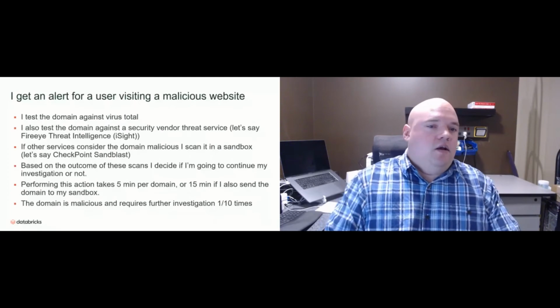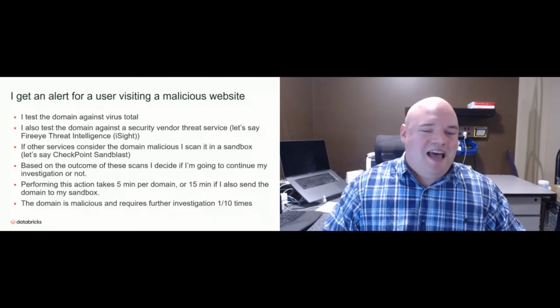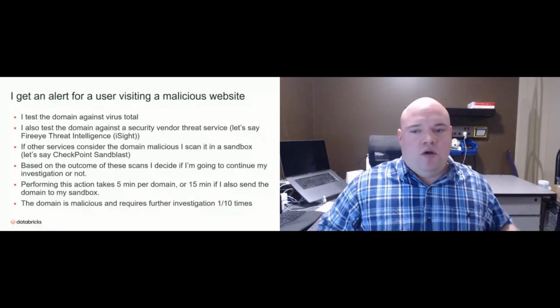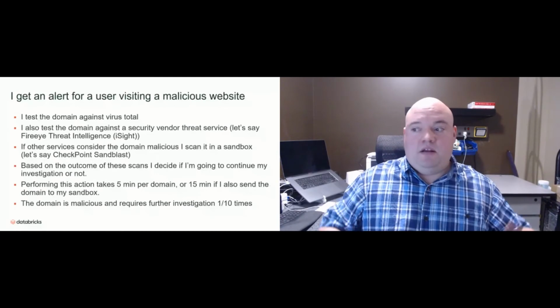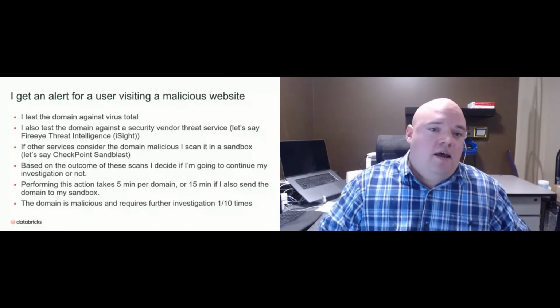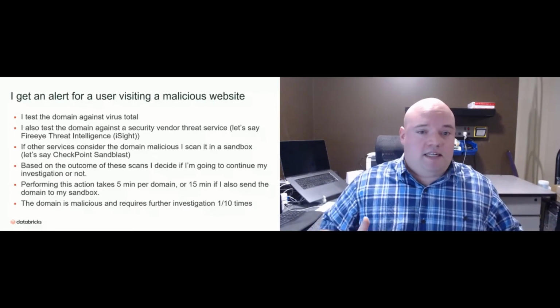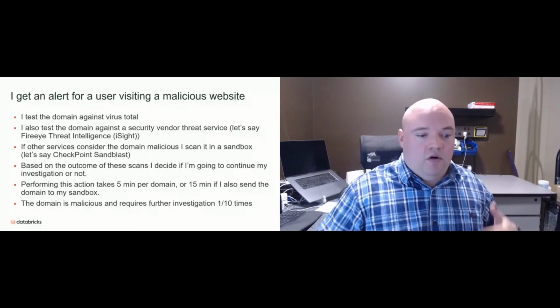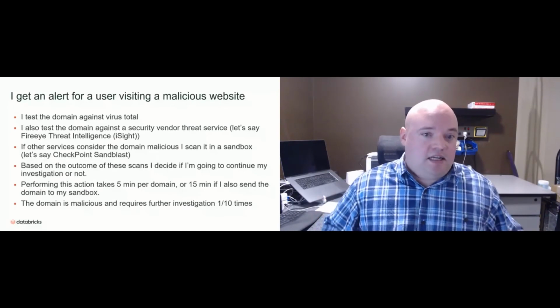And next, when I do get an alert for a malicious website, I need to go through a whole bunch of different steps. It might look different in your world, and I just picked a bunch of random technology, but I need to test this domain. What am I going to test it against? Well, I might check VirusTotal, right? Or if I pay for threat intelligence services like iSight, I might use iSight to test it.